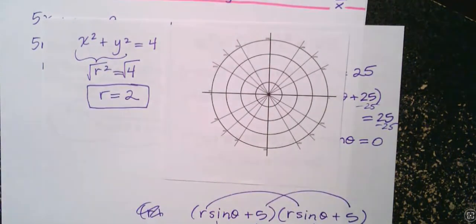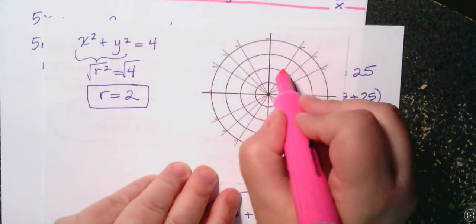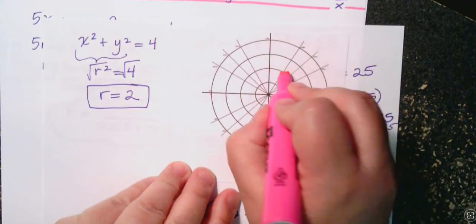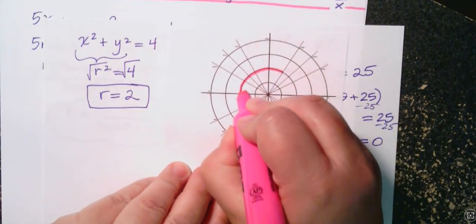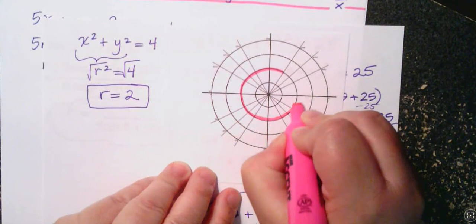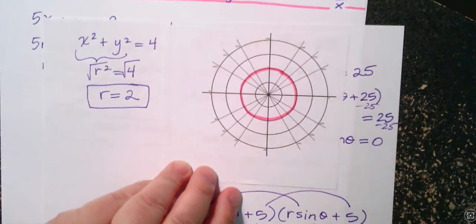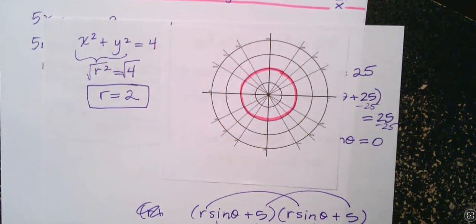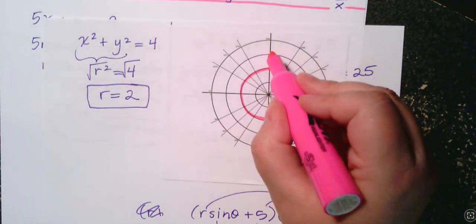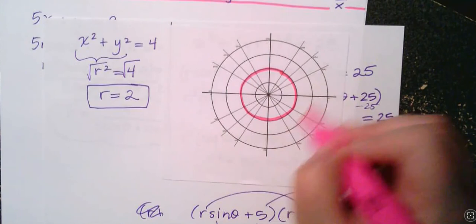Well, any equation describes a set of points. That's the set of all points where the radius is 2. Which means it's the second circle out. So if you were asked to graph it, you would just draw a circle on the second circle out. If you were asked to graph r equals 3.5, you'd go halfway between third and fourth circles and draw a circle there.